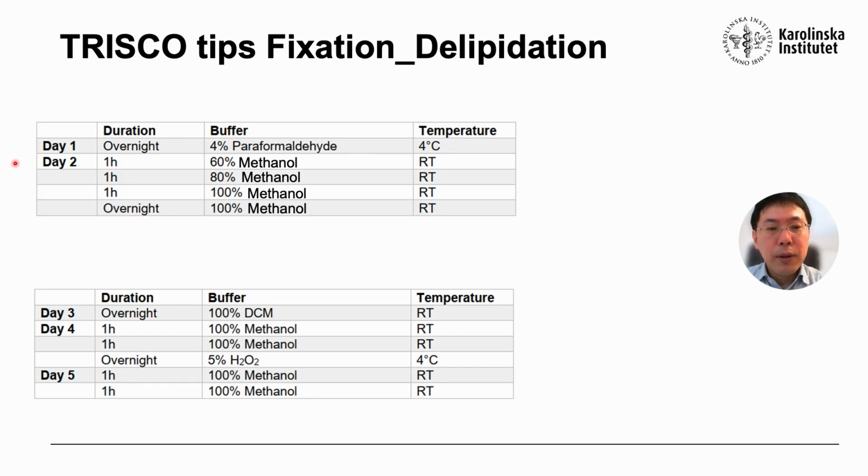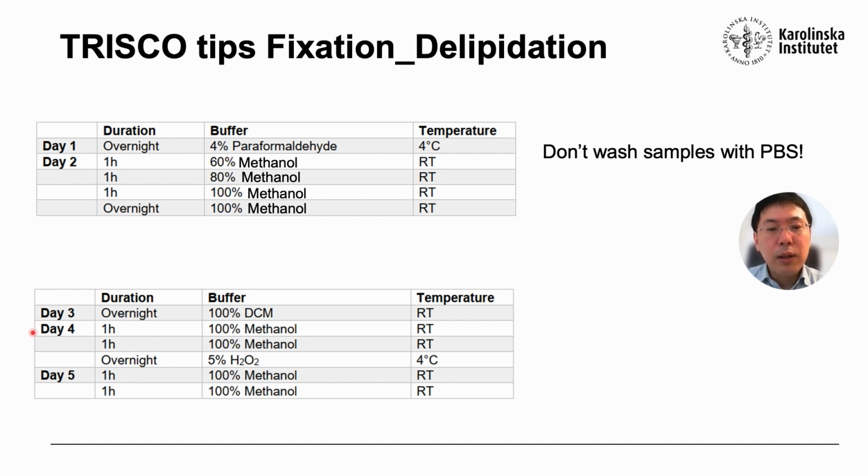Here are the steps. Day 1, fix the tissue with paraformaldehyde overnight. Day 2, dehydrate the sample with methanol. Key tip here is to avoid washing the sample in PBS before methanol dehydration, as PBS washing carries a potential risk of RNA degradation.